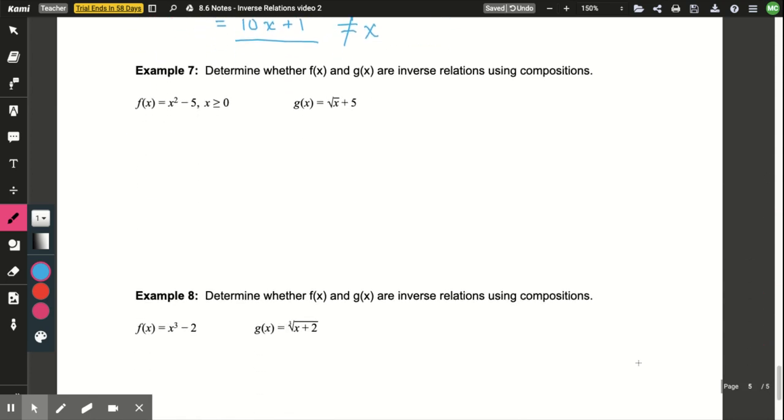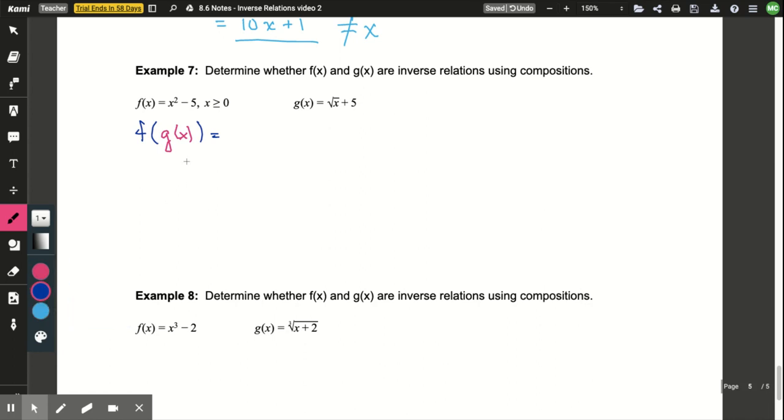So now I'm going to try it with these two. My f of x this time is a quadratic with a limited domain, and my g of x is a square root function. So I'm going to start again with f of g of x, and again I'm going to do some color coding here. So I'll do g of x in pink.